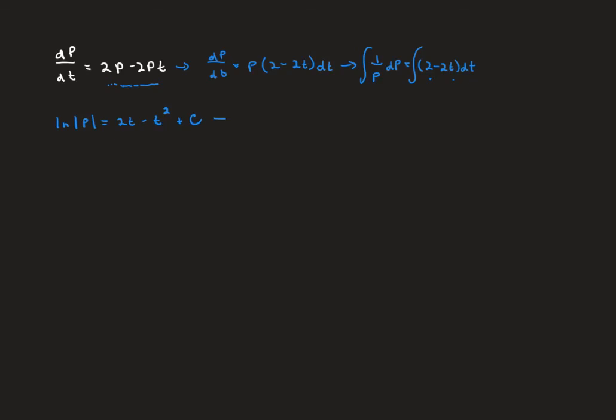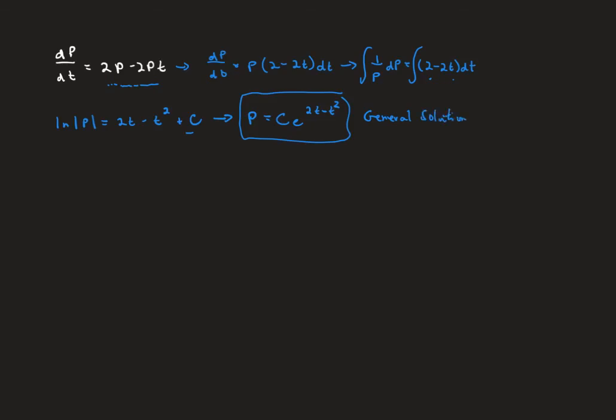As we have seen before, we're going to do this more quickly and not write all the steps that lead to this, and that's okay. We're just going to call it p, no longer an absolute value, equals c e to the 2t minus t squared, all appearing as the exponent. So this is our general solution to the differential equation.